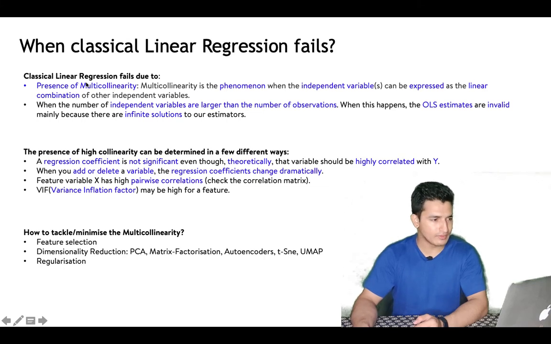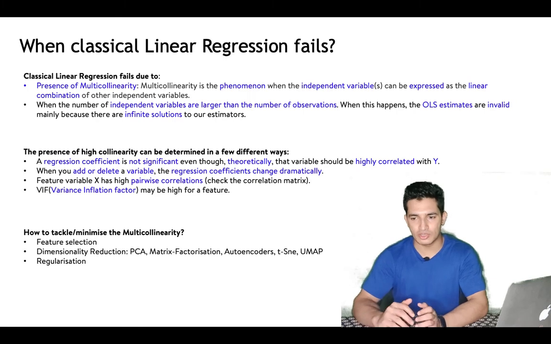Now doing a deep dive of the first one, multicollinearity: how to detect the presence of multicollinearity or correlation in the data. One test is when a regression coefficient is coming out non-significant, that is, the p-value is greater than 0.05, but theoretically, from the domain knowledge, we know that the variable should be highly correlated with y. The coefficient is coming non-significant because there might be some other variable which is providing the same information and explaining the data.